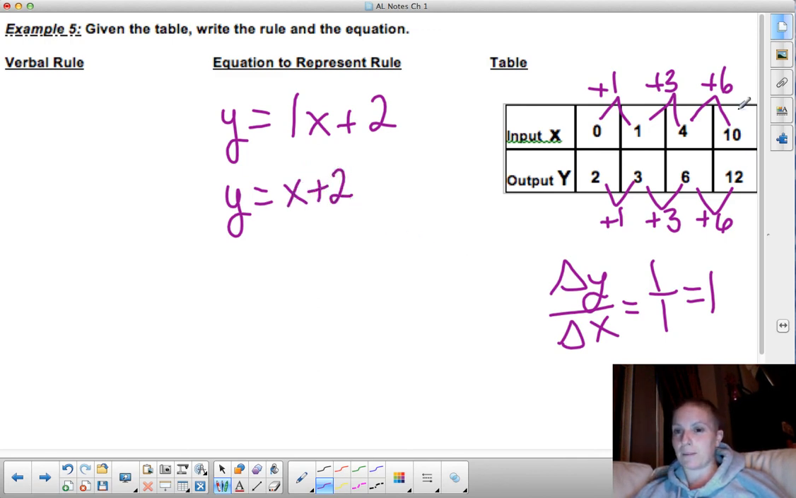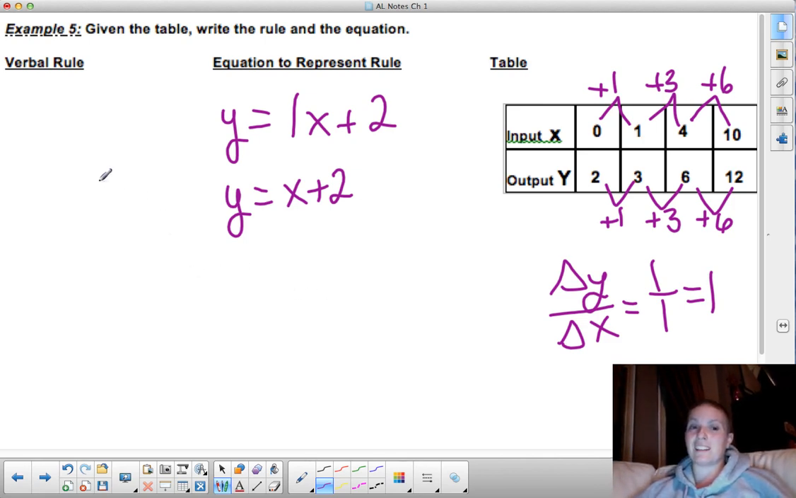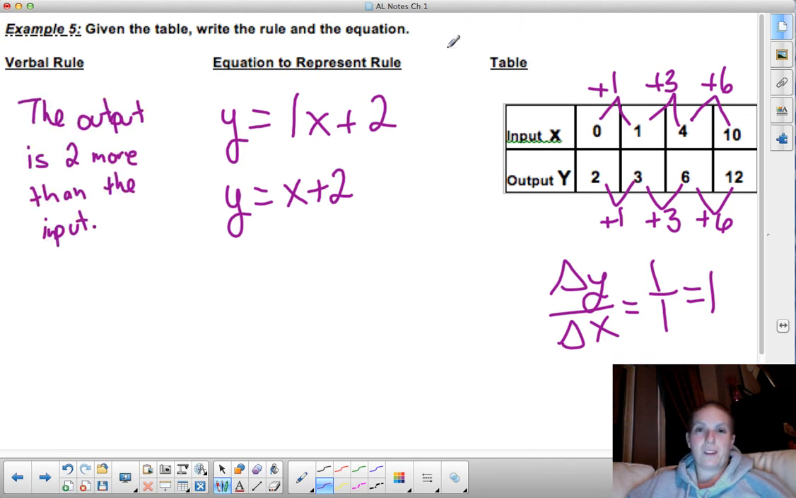So this is me and my algebra brain. This is how I have to work through it, even for the easiest of easy problems. Others of you are not quite so basic. And you see this verbal rule right away. You said, oh, well, that's just x plus 2 right from the beginning. The y values, the output, is just x plus 2. The output is 2 more than the input, is our verbal rule.